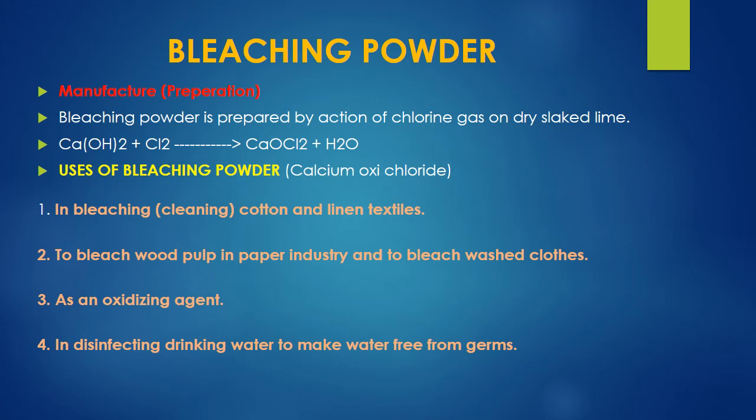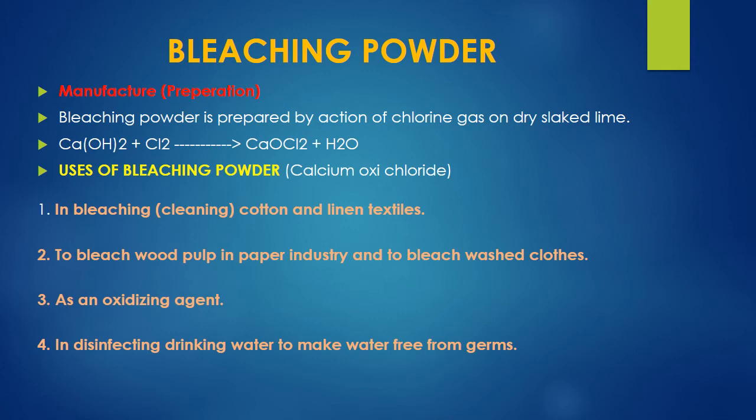Bleaching powder is prepared by the action of chlorine gas on dry slaked lime. Here dry slaked lime means calcium hydroxide. When chlorine gas is passed through calcium hydroxide, you will get calcium oxychloride, that is the bleaching powder, plus a water molecule. Now let's discuss the uses of bleaching powder.